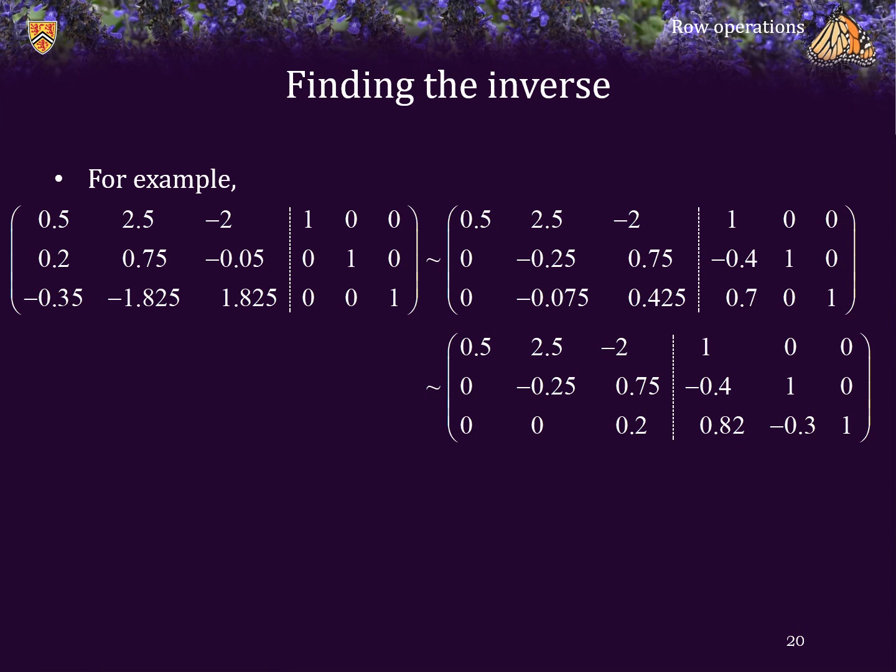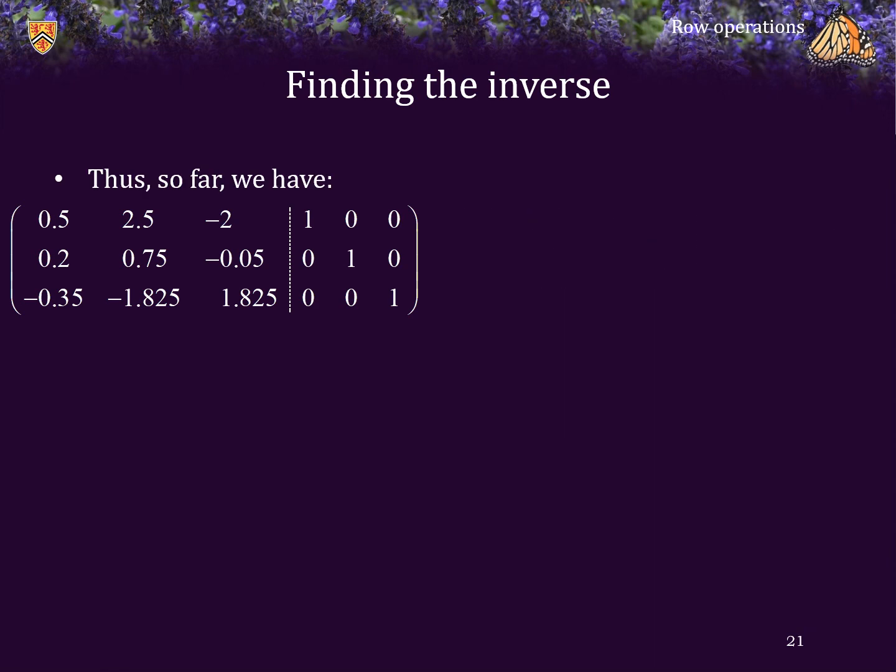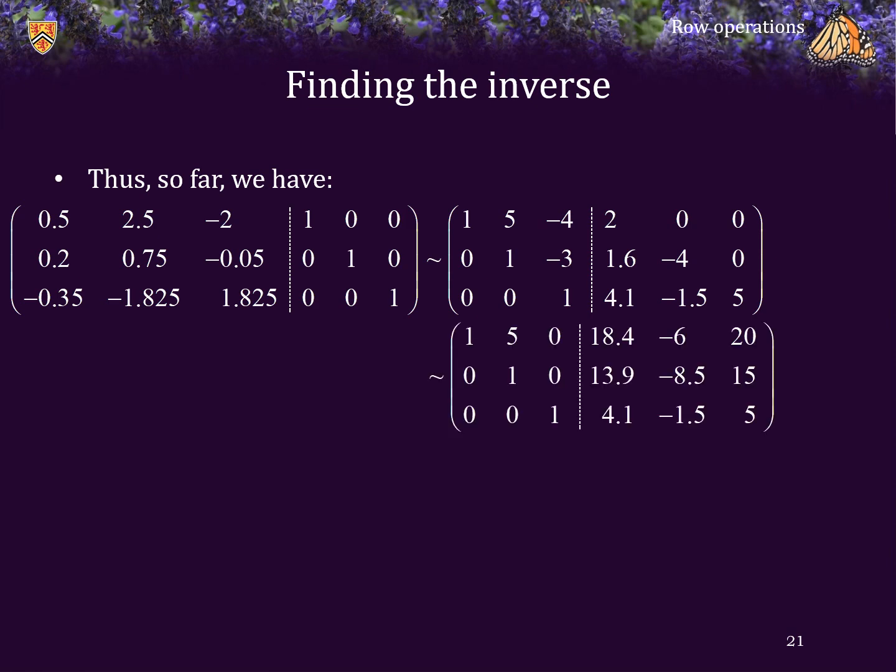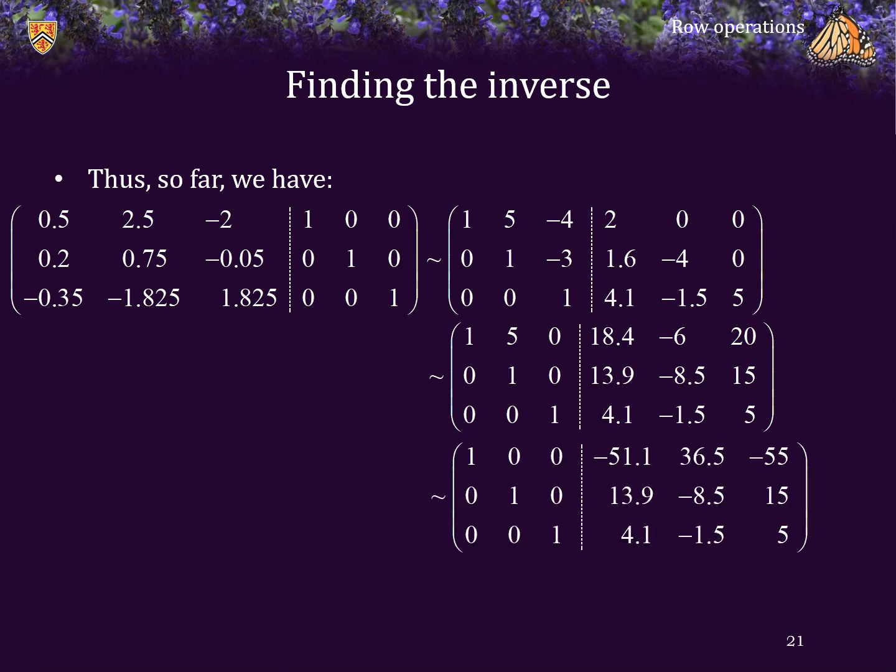If we now divide row 1 by 0.5, row 2 by negative 0.25, and divide row 3 by negative 0.2, we end up with this matrix here. Thus we have that this matrix is row equivalent to this matrix. So now we will add 3 times row 3 onto row 2 and 4 times row 3 onto row 1. At this point, we conclude by adding 5 times row 2 onto row 1, and thus we have found the inverse.